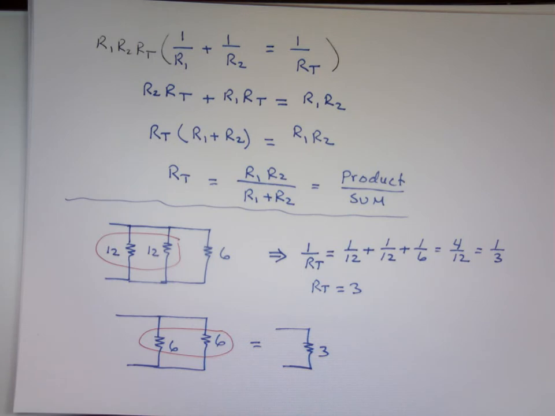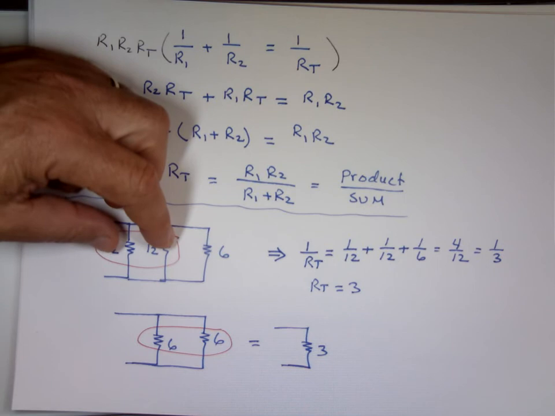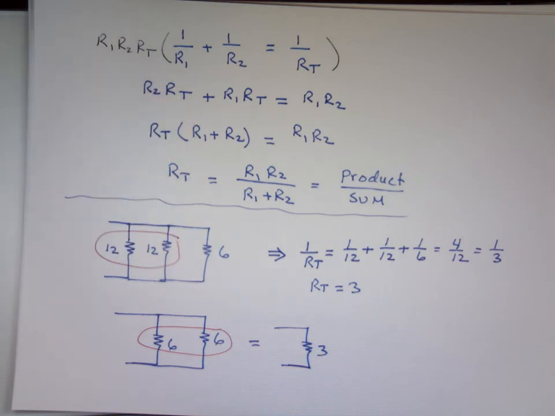Here's a little hint. He said, how'd you do that so quickly? When they are the same value, when you do the product over the sum, the answer is always going to be half that number. Always. So if you have 10 and 10 in parallel, what's half the 10? 5. 8 and 8, the result is 4. 9 and 9, the result is what? 4.5. It's always half of them if they are equal.